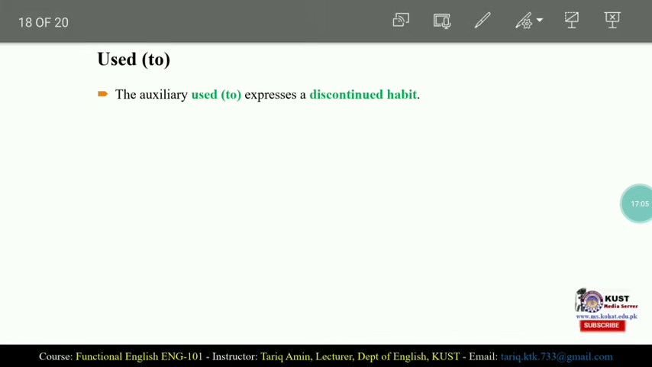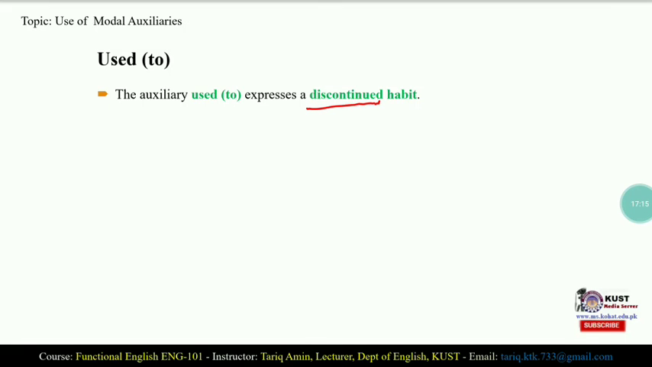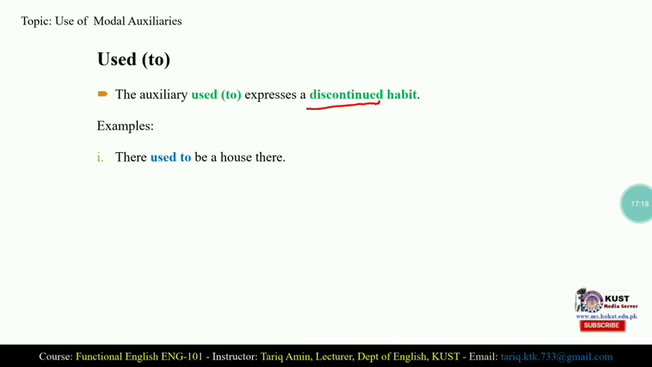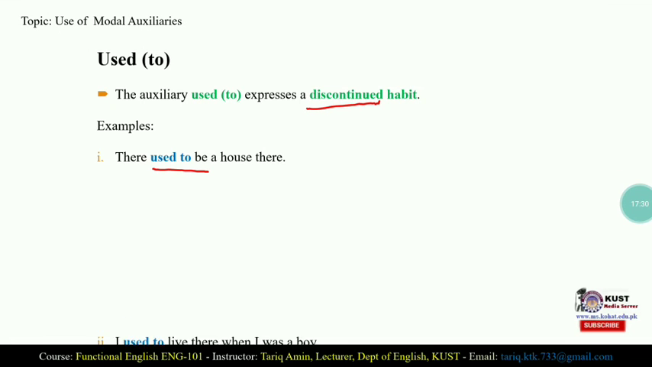And used to, the auxiliary used to is used to express a discontinued habit. For example, there used to be a house there. It says that in the past, there was a house, but the house might not be there right now. The house is not there right now. There used to be a house, but it is not present over there.